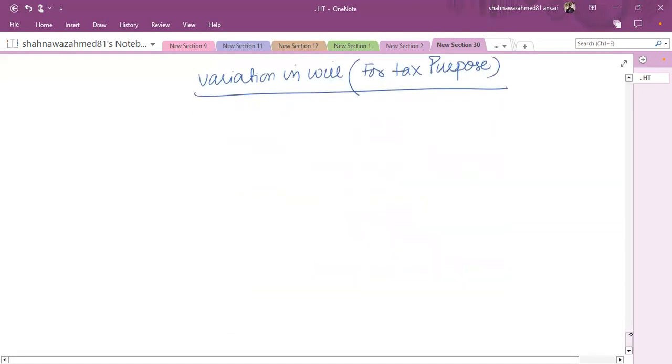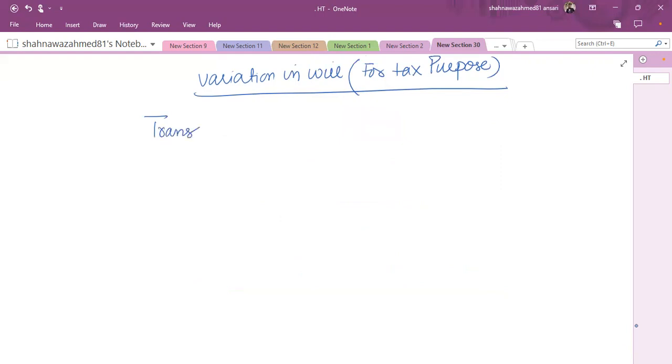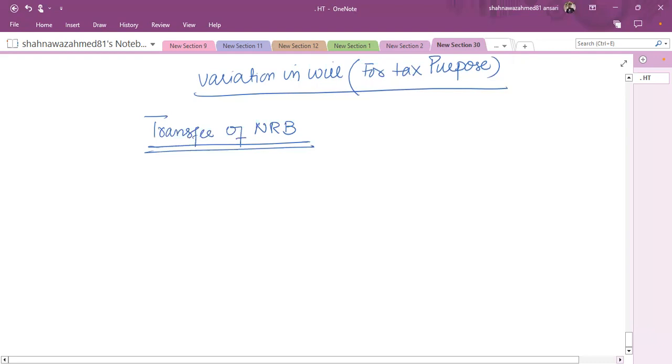Now one more thing: sometimes it happens that inter-spouse, husband and wife, can transfer their unused NRB. This is the transfer of unused NRB.